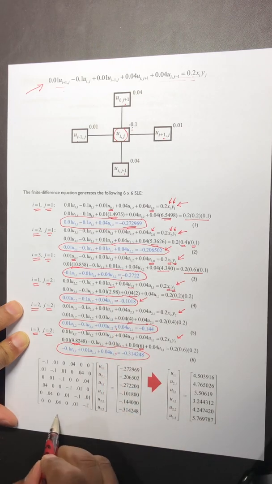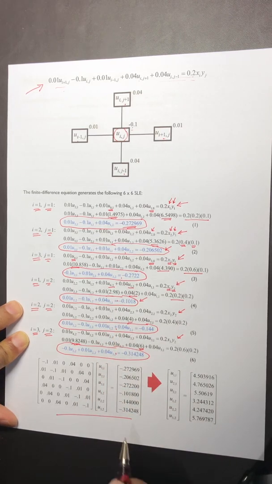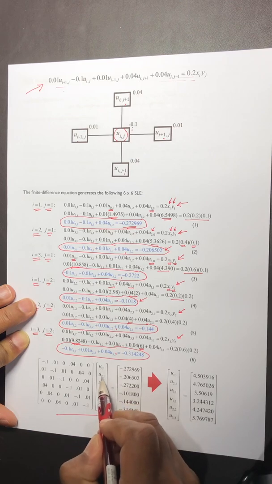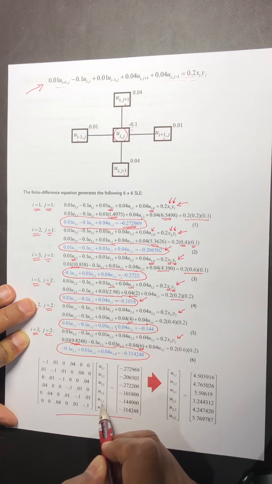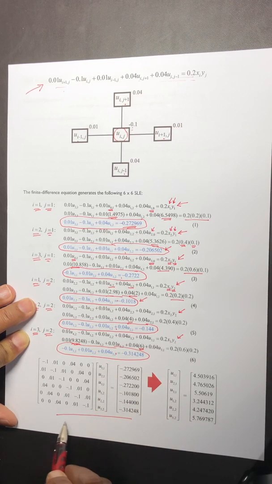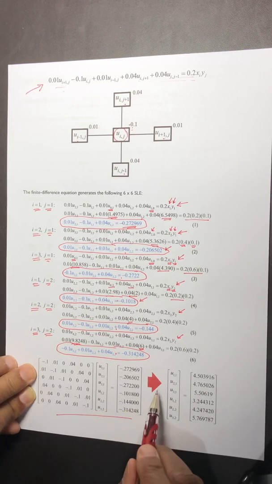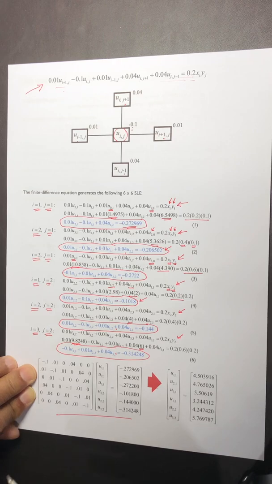In matrix form, this is what we have. We arrange according to U1,1, 2,1, 3,1, 1,2, 2,2, 3,2. This is what we get. Okay, solve using the method that we know in chapter 1, Gauss elimination method or Crout or whatever, and we get the solution, which is this one here.